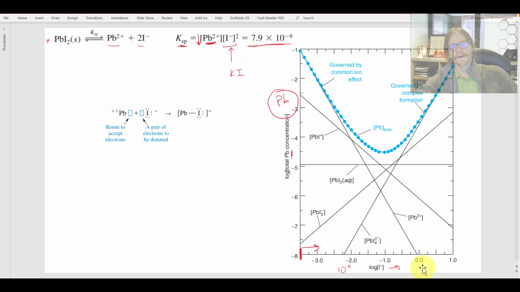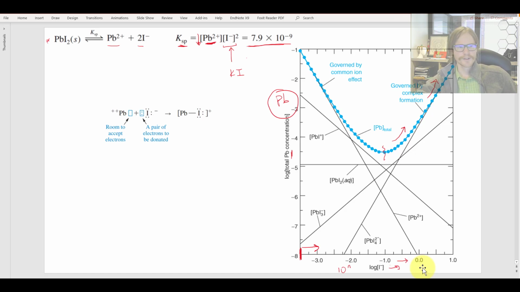on lead here. But what we observe is this threshold where we have this asymptote, where as you keep adding more and more iodide at higher and higher concentration, when you get to the value of 10 to the 0, which would be 1 molar, we start to increase the concentration of lead in solution, and that goes up. So what's going on here?